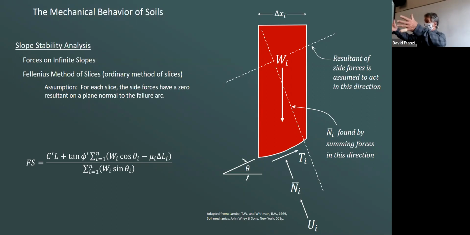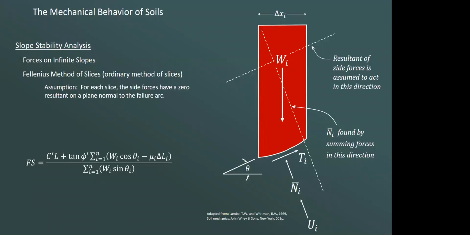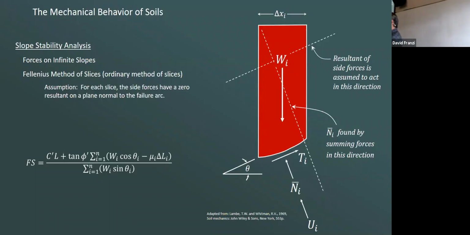Well, each slice is confined by other slices, right? So there's going to be shear forces in there, and sometimes those shear forces have a normal component to them. So you have to resolve all that stuff. But if you assume that the side forces cancel, the differences are going to be small for the most part. So if you assume the side forces cancel out, then you don't have to worry about them, and that's what we like. We like to make things simple.